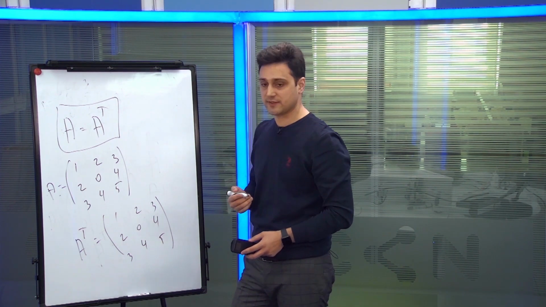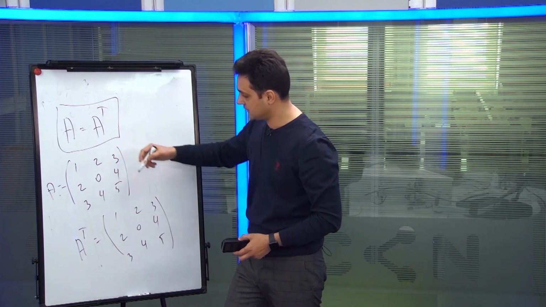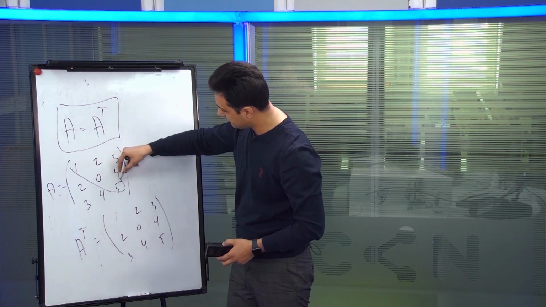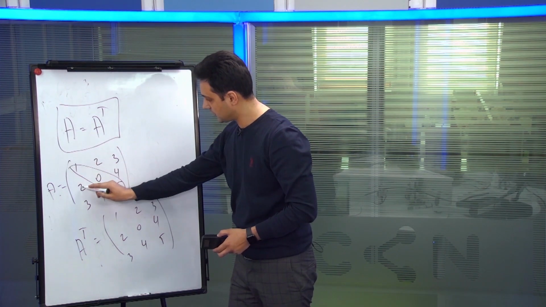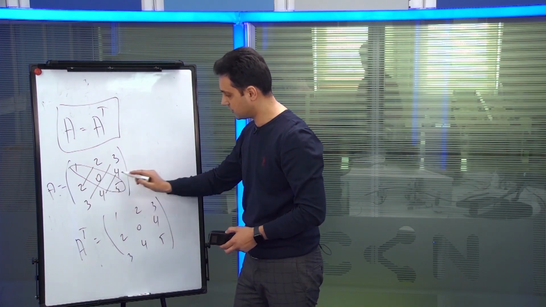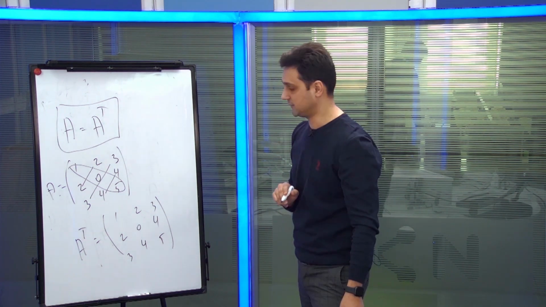Another way to know that this matrix is symmetric: actually we don't need to find the transpose of this matrix. We can take the diagonal elements as a line. So this is a line. You see 2 and 2, 3 and 3 and 4 and 4. Another, the easiest way to define a symmetric matrix, right?